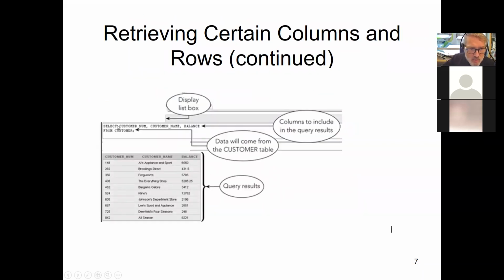So here's an example. Select the customer number, customer name, and balance from customer. What this does is it gets all the rows because we don't have a where, but we don't get all the columns. We only get the columns that are specified, and we get those columns in the order that we specified them. So we put customer number first, then customer name, then balance, and that's how the values are displayed. And those are all of the rows from that table.